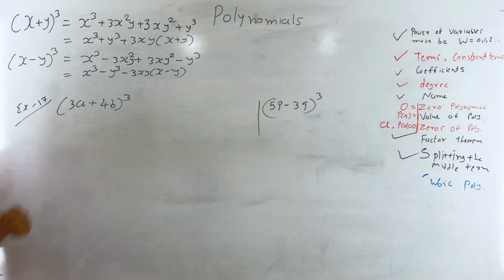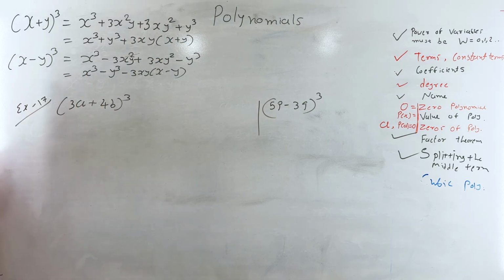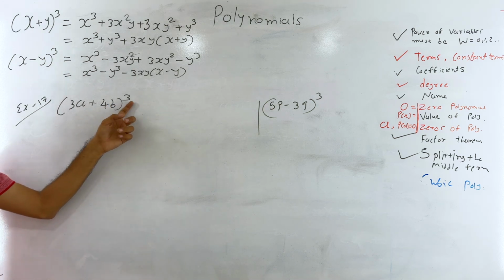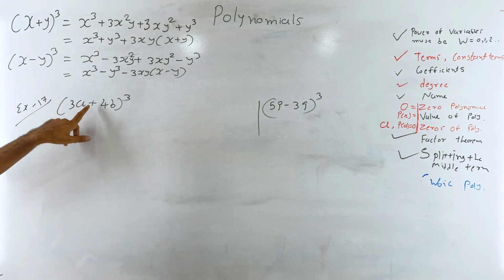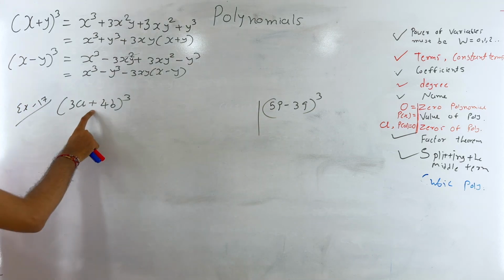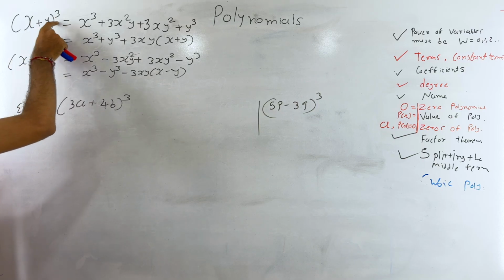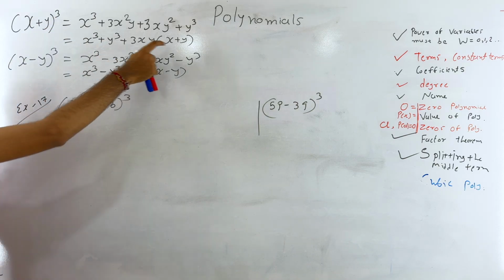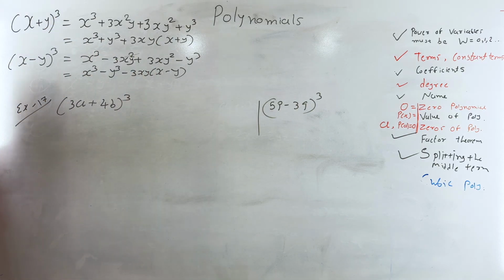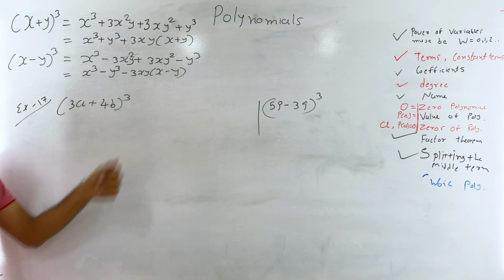So here is our example number 17. Question is (3a plus 4b) cube. Now when we see cube, we have to see whether there is a plus sign or minus sign in between them. If we have a plus sign here, we have one identity, (x plus y) cube, right? We all know that (x plus y) cube is x cube plus y cube plus 3xy in bracket x plus y, right? So here we have (x plus y) cube.